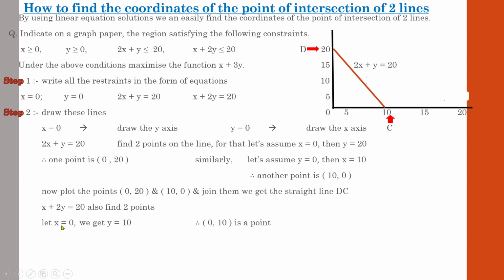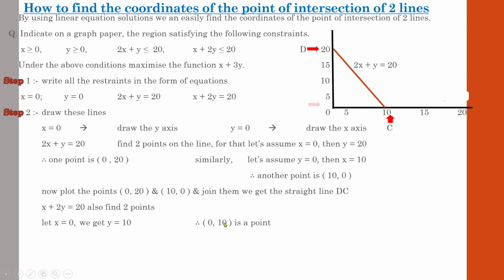So first of all, let us assume x equal to 0. When x equal to 0, 2y equal to 20, that is y equal to 20 by 2, you will get y equal to 10. So you need to plot this point, that is x equal to 0 and y equal to 10. You need to find out this point.